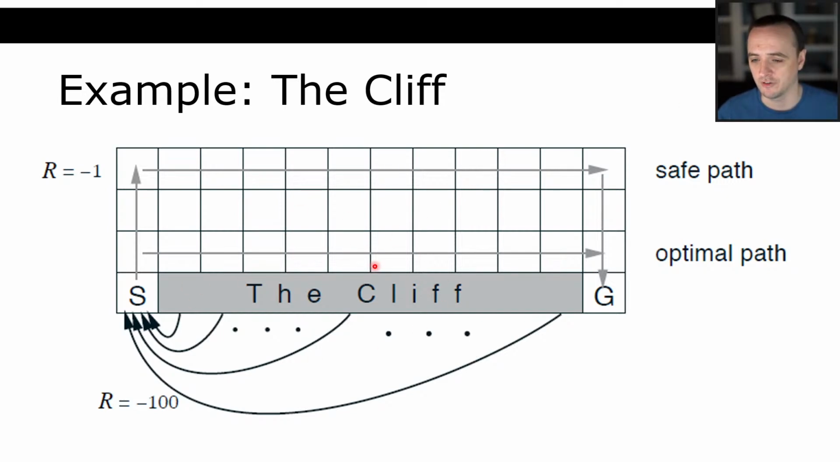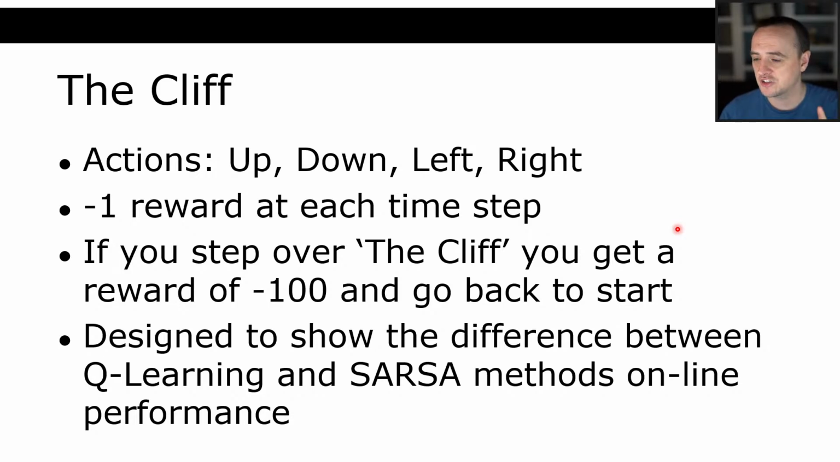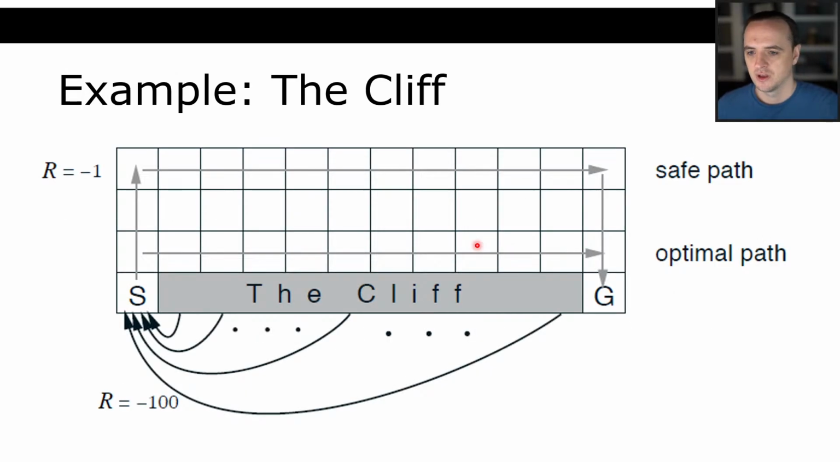So here's the cliff. You've got a grid world example. You're trying to get from the start to the goal. But between the start and the goal is this cliff. Now, I'll come back to this, but I want to read the rules. The actions in this grid world are moving up, down, left, and right. You're going to get a -1 reward at each time step. But if you step over the cliff, you get a reward of -100 and you go back to the start. So, what does that mean?